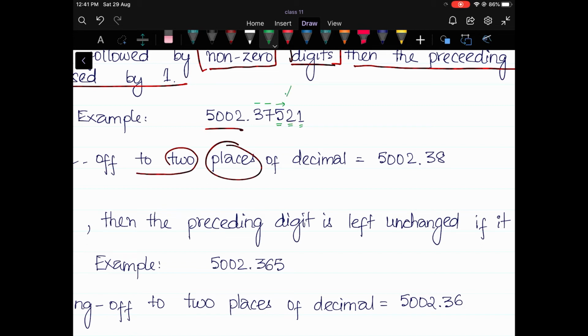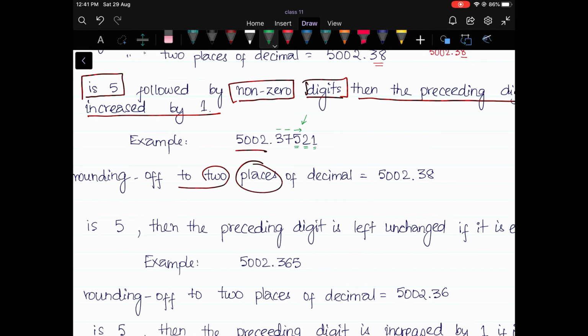So clearly this number here, 5, I must drop it, and we know it is exactly equal to 5, not more than 5, not less than 5, but equal to 5. So the rule says if this digit that has to be dropped is 5 and is followed by non-zero digits like a 2 and 1, then this preceding digit we have to increase by 1. That's why we have written 38, not 37.